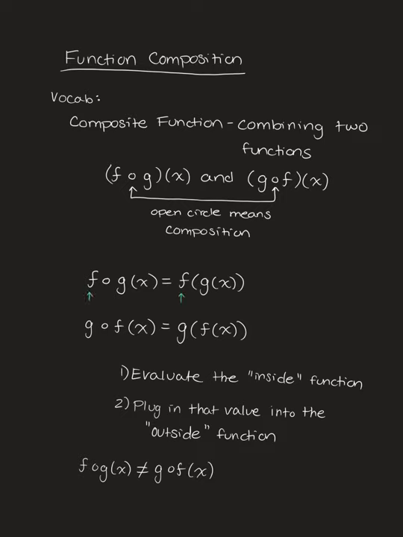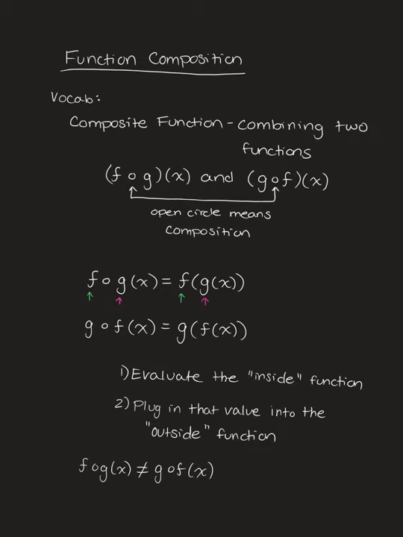If you think about a Russian nesting doll, how you have all of these dolls within each other, that's a composite function. You have a function within a function. So the first letter is your outside function. The second letter is your inside function. So if you have f of g of x, g is your inside, and f is the outside.